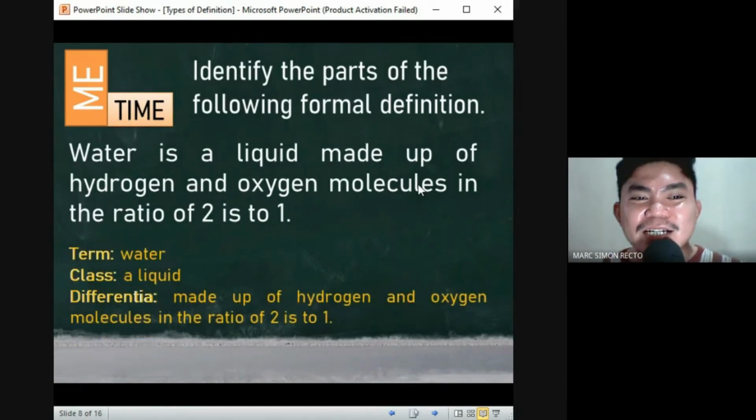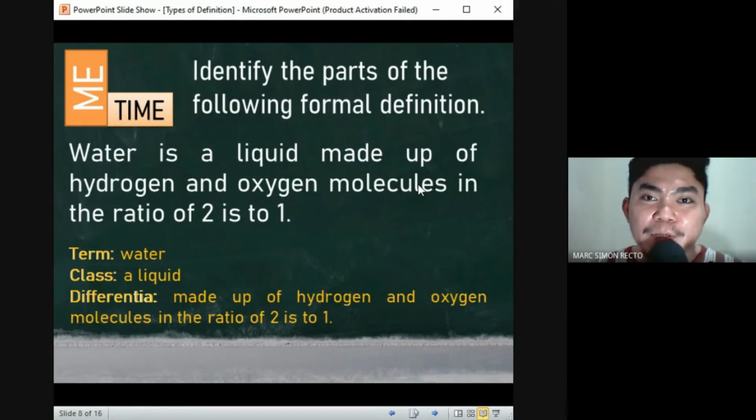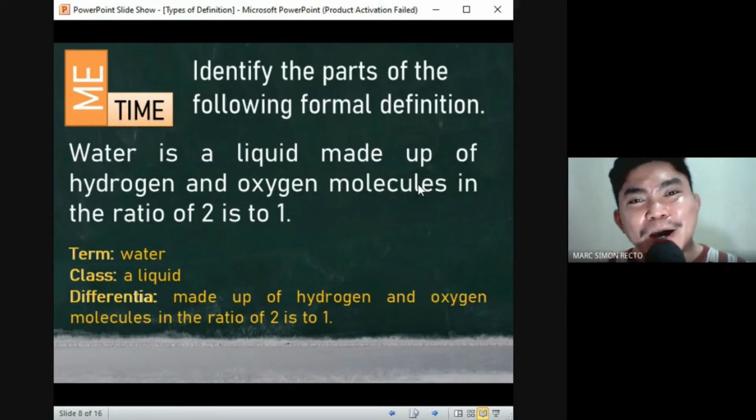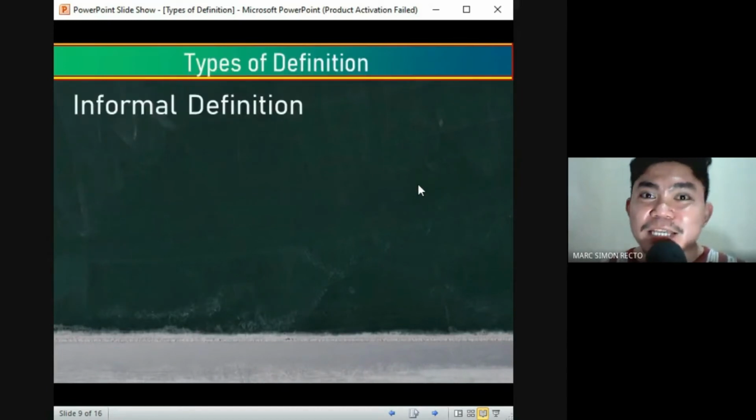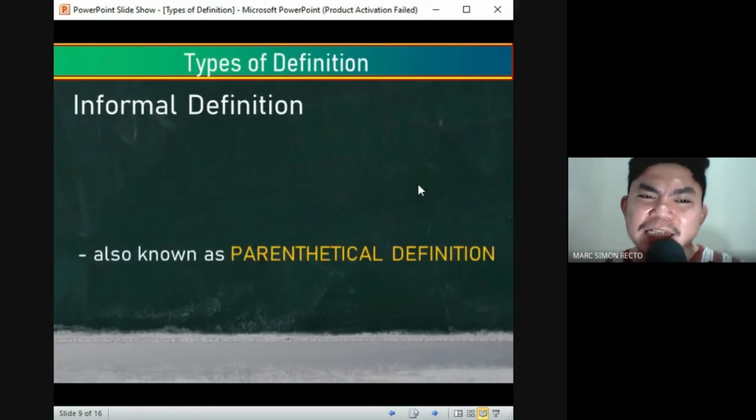Here's the answer. The term is water. Good. Your answer is correct. Then liquid is the class, and the differentia is made up of hydrogen and oxygen molecules in the ratio of 2 is to 1. It's so easy, right? You just have to remember the meaning of each part so you'll be able to supply the needed information. And I know you are ready to have the second part or the second type of definition, which is informal definition. What does it mean?